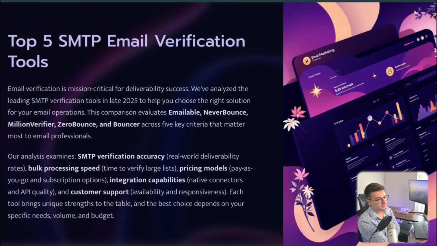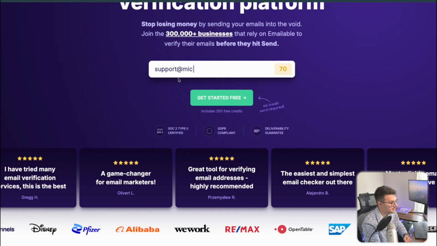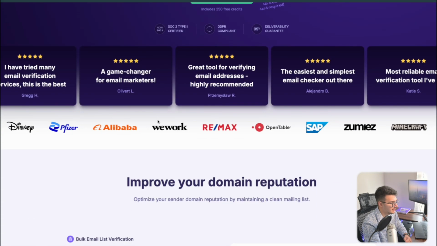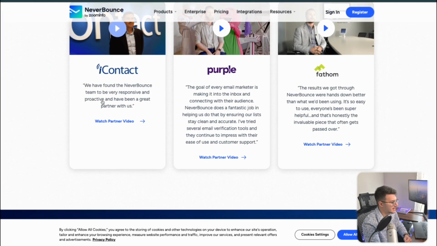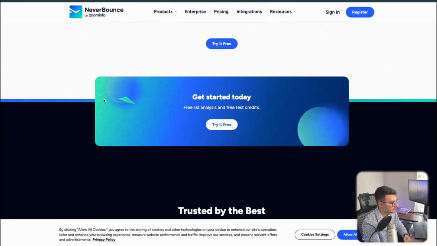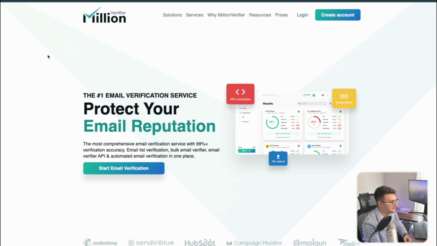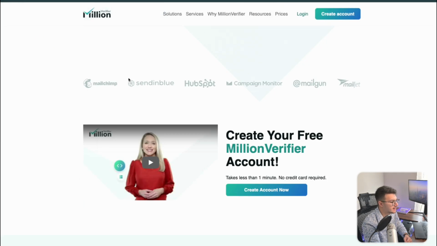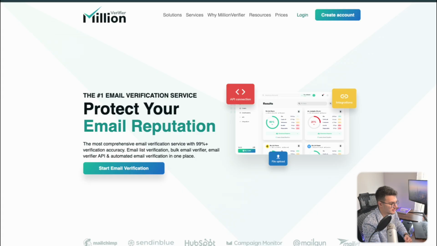So, the 5 tools that we're going to be going over today. First one up, we have Emailable, which is renowned as the most accurate email platform with the fastest time as well. So, next one up is NeverBounce. This one is by ZoomInfo, of course. So, they have a platform here and you can validate for free. And next one up is going to be Million Verifier. This is going to be a straight email verifier, no bells and whistles afterwards.